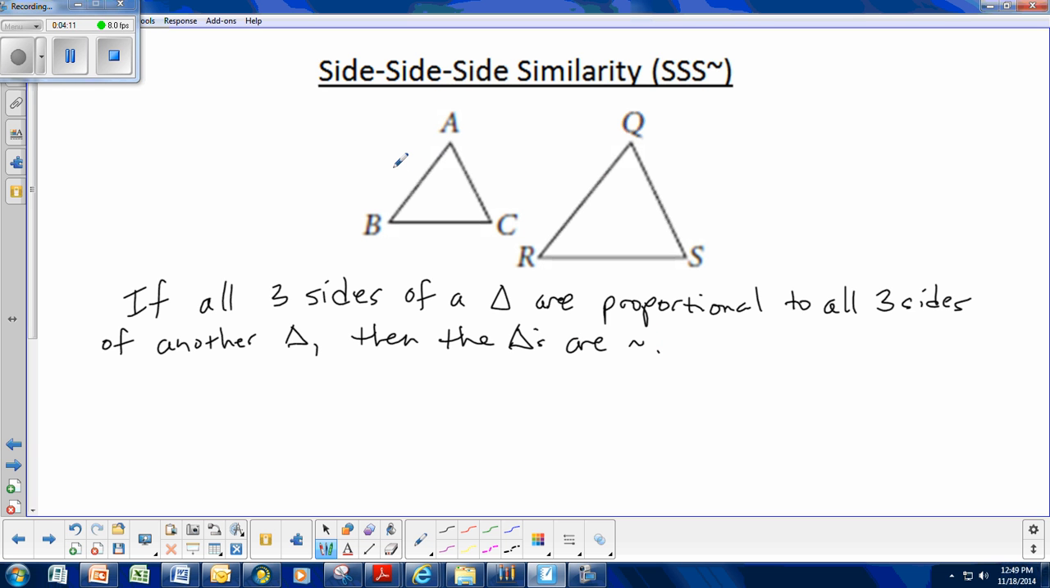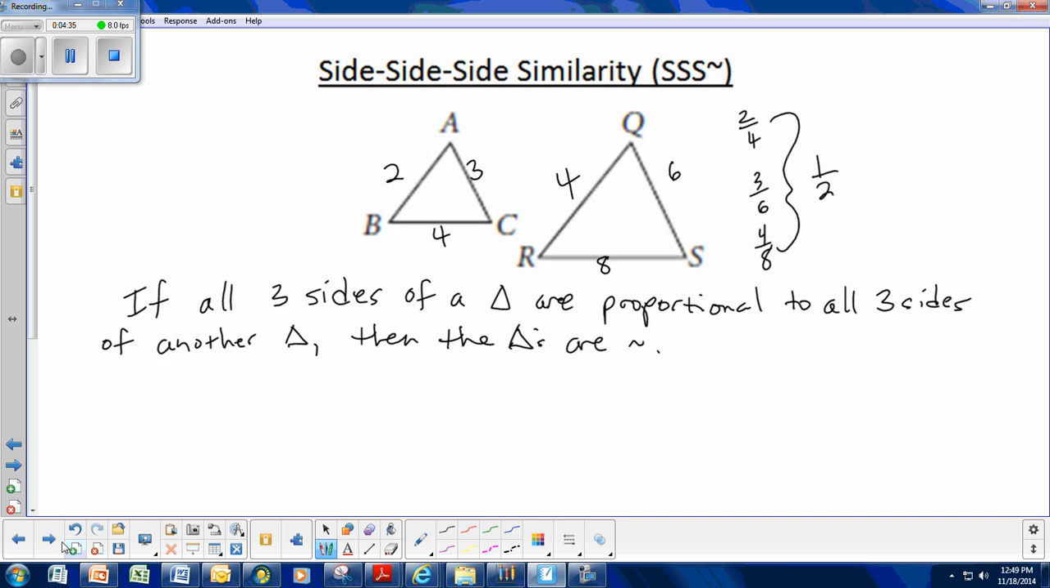Let's go back to our example here. If we had those sides are 2 and 4, and these are, let's say, 3 and 6, and these two are over here 4 and 8, okay? 2/4, 3/6, and 4/8 all break down to 1/2, so that would be an example of side side side similarity. Or we don't even have to worry about the angles.